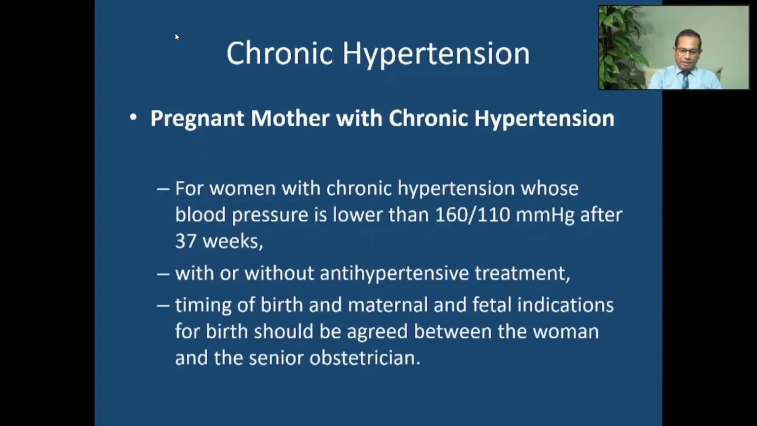For women with chronic hypertension whose blood pressure is lower than 160 by 110 after 37 weeks, with or without antihypertensive treatment, timing of birth and maternal and fetal indications for birth should be agreed between the woman and the senior obstetrician. So it's a two-way conversation between the mother and the obstetrician to decide, considering the maternal factors and fetal factors, and come to a conclusion at what point we are going to deliver the baby.